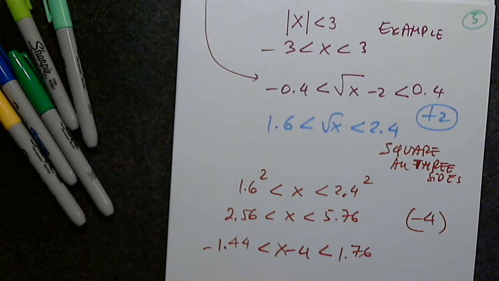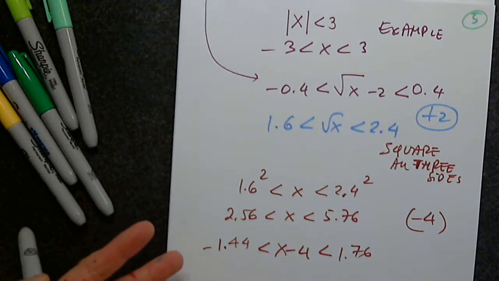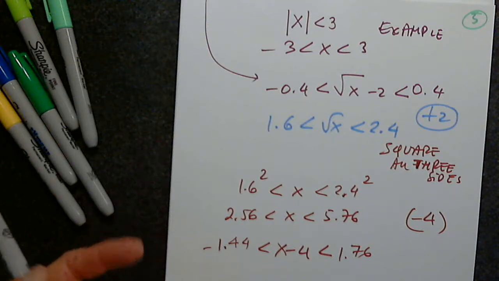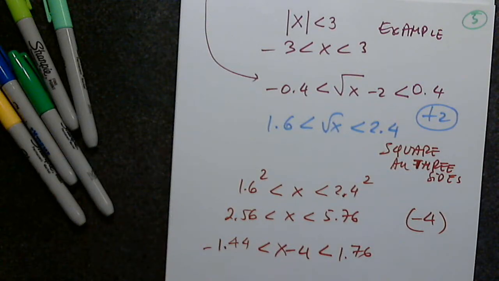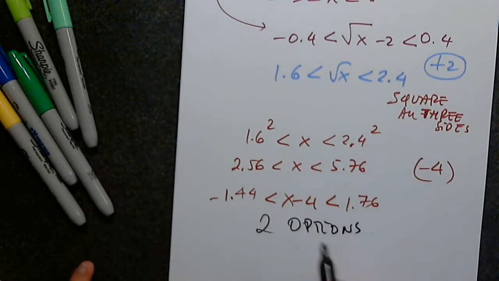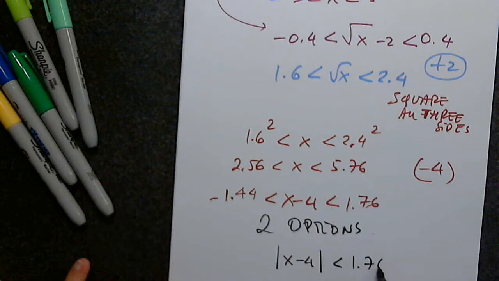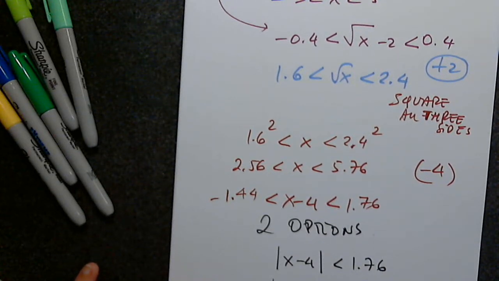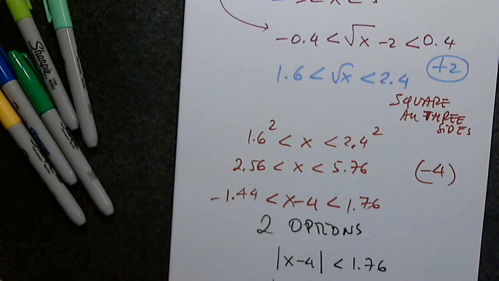Are you with me so far? And now the question is, fine, it looks awesome, but what is it? What is this? Here's what it is. There are two options. One option will be to consider x minus 4 in absolute value less than 1.76. And the other one, x minus 4 in absolute value less than 1.44.